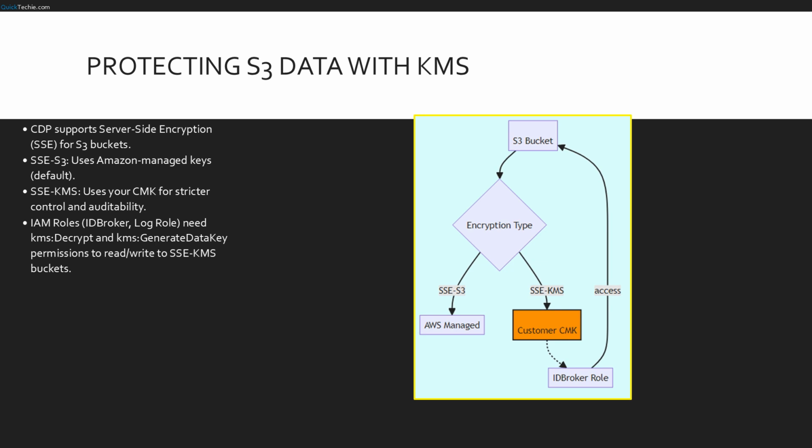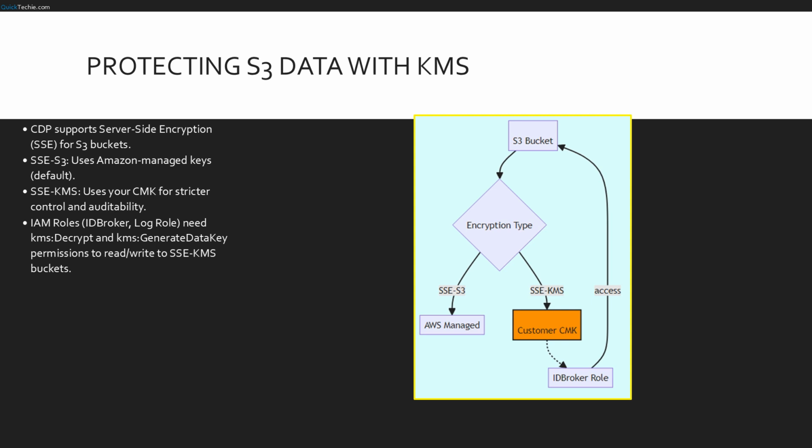Without these, the services will be unable to read the data you stored. Here we see the S3 bucket and the decision point for encryption type. If you choose SSE-KMS to use your customer CMK, notice the dotted line connecting the CMK to the ID broker role. This signifies a dependency.